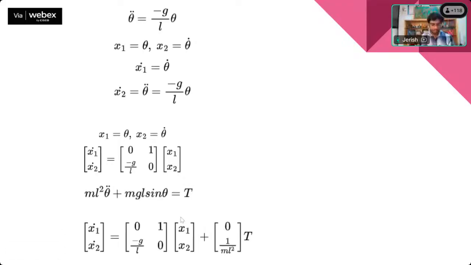The left hand side is x dot is equal to, so this matrix is the A matrix, this is x, plus this is the B matrix and this is the U. So now you can see that multiple variables have been very systematically incorporated into the particular representation. So why do we need to learn this representation?